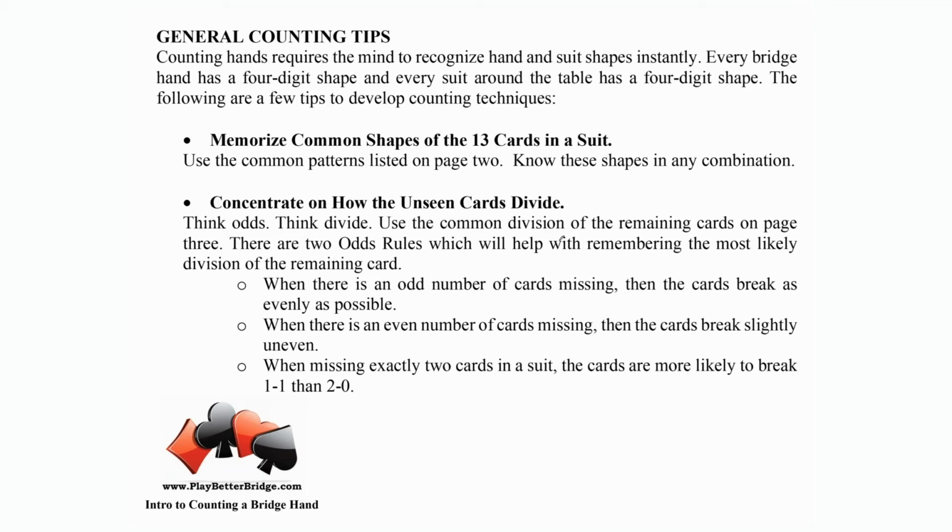And here in writing, in case I said it too quickly, if there's an odd number of cards missing, the cards break as evenly as possible. That's going to be the odds. And if there's an even number of cards missing, then they break slightly uneven. And the only exception is when you have 2 missing, it's more likely they're 1-1 than 2-0. Okay, so the unseen cards divide.